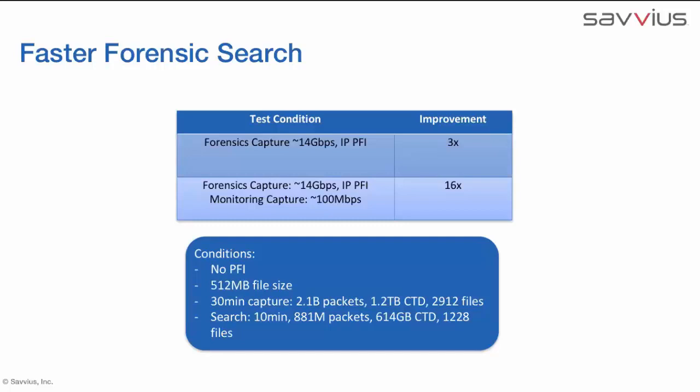So a 300% improvement, which is quite significant, because the way a lot of our customers use the appliances is they might be running a forensics capture, a capture-to-disk capture at 14 gigabits per second, and at the same time, they're often running a monitoring capture, so they can see some of what's going on the network simultaneously.